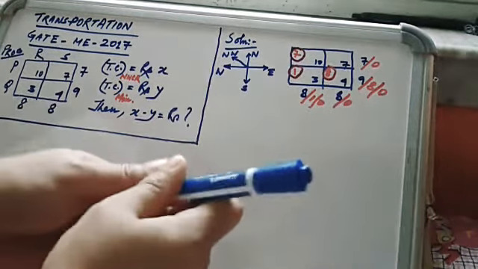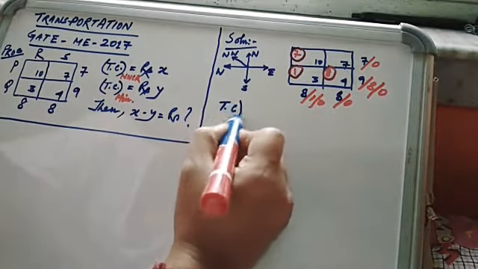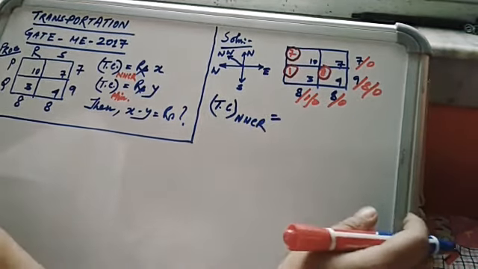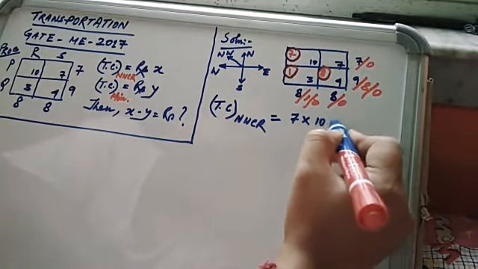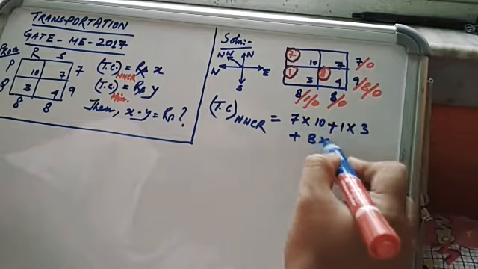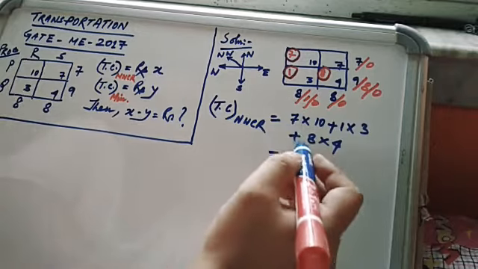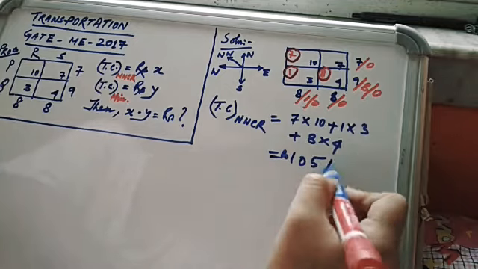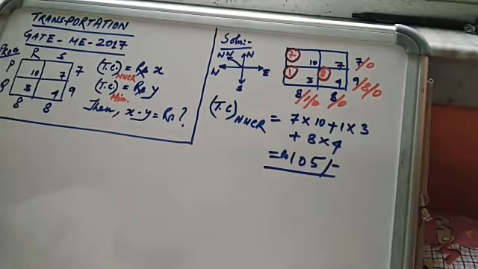So from northwest corner method we can write total cost incurred by solving the above matrix from northwest corner method. It becomes 7 into 10 plus 1 into 3 plus 8 into 4, which gives you 73,105 rupees. Okay. This cost comes from after solving northwest corner method.